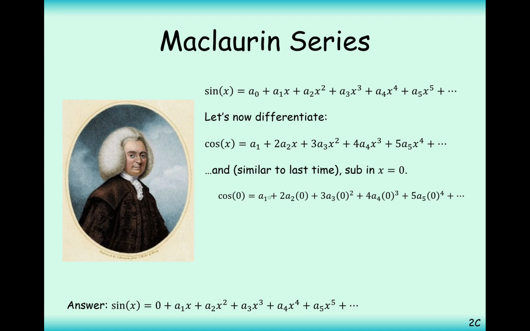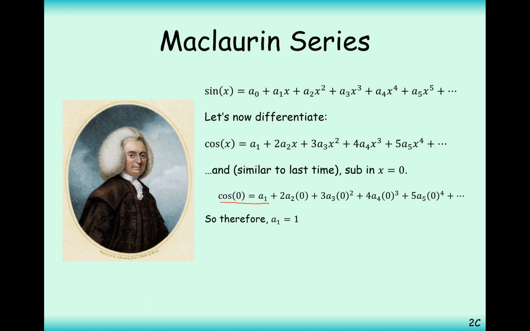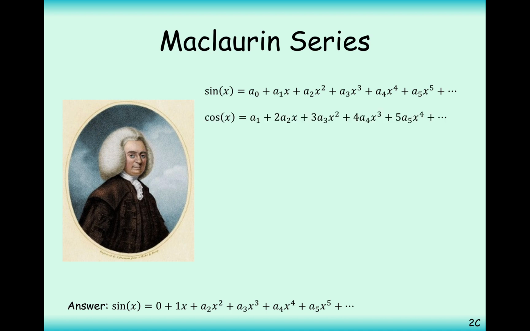So here we can see that cos of 0 will equal a1, because the rest of it will just simplify out. So a1, the next term in the sequence, will be the number 1. So I've worked out the first two coefficients in my sequence, and just through this pattern of differentiating and then subbing in 0, I can work out the next numbers in the Maclaurin series expansion.